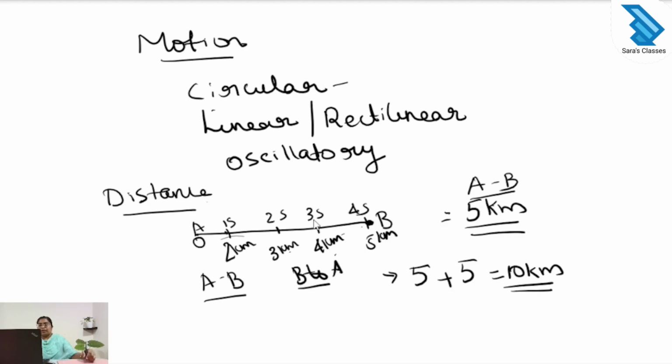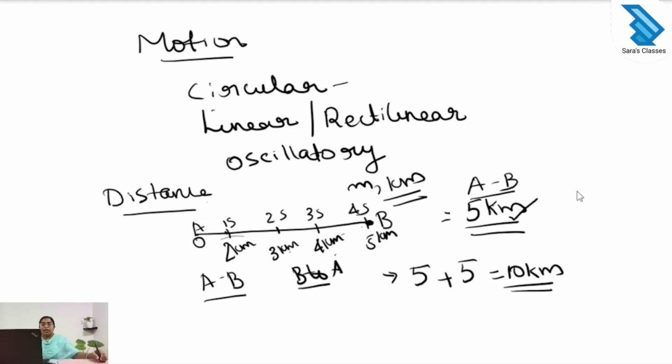So from that we can see what distance is. The total length covered by the object is known as the distance covered by the object. The unit of distance is meter or kilometer. The unit of distance we can take as meter or kilometer.